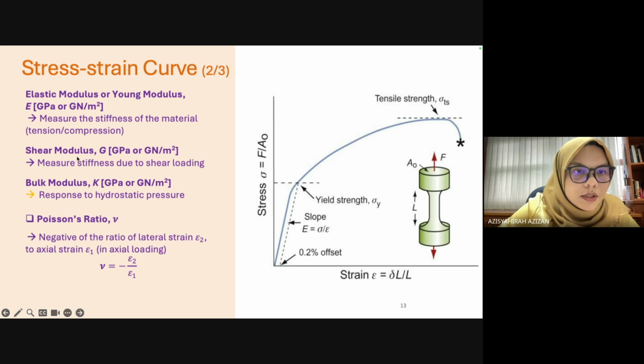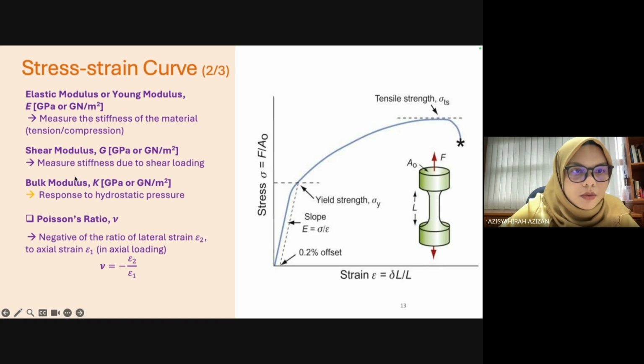We also have the shear modulus, G, the unit is the same as the Young modulus, gigapascal or giganewton per meter squared. This shear modulus measures the stiffness due to shear loading. For elastic modulus or Young modulus, the stiffness we measure is under tensile or compression loading. And for stiffness under shear loading, we have the shear modulus.